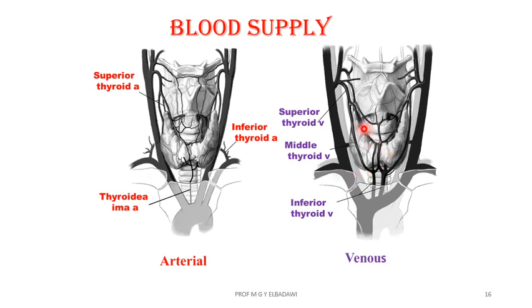Again, there is another anastomosis above the isthmus by the two superior thyroid veins, and this is the inferior thyroid vein, which passes in front of the isthmus, draining both sides, ending in the left innominate vein.